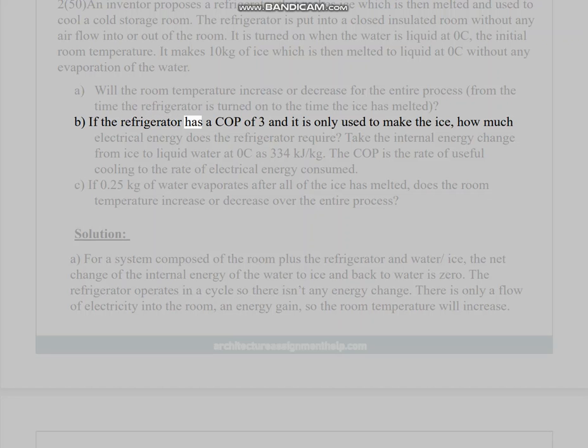B. If the refrigerator has a COP of 3 and it is only used to make the ice, how much electrical energy does the refrigerator require? Take the internal energy change from ice to liquid water at 0 C as 334 kJ/kg. The COP is the rate of useful cooling to the rate of electrical energy consumed. C. If 0.25 kilograms of water evaporates after all of the ice has melted, does the room temperature increase or decrease over the entire process?